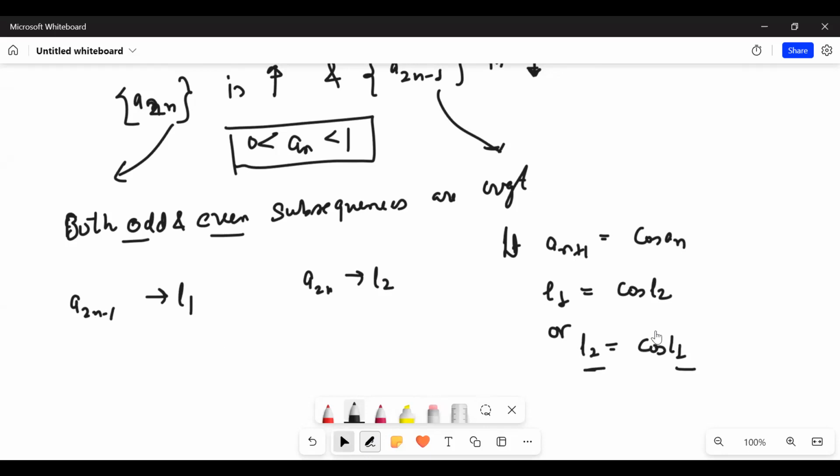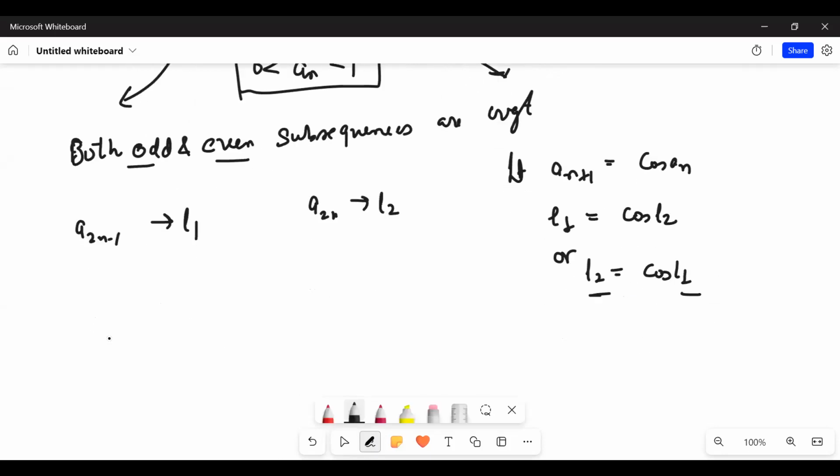When do you think that this L1 and L2 become equal? There is only one point. If I take L1 equal to L2 equal to x naught, then clearly this will become what? L2, if L2 is x naught, so this will become x naught. What is cos of x naught? Cos of x naught is x naught, and L1 will become x naught. So if I take L2 equal to x naught, what will I get? L1 equal to x naught.